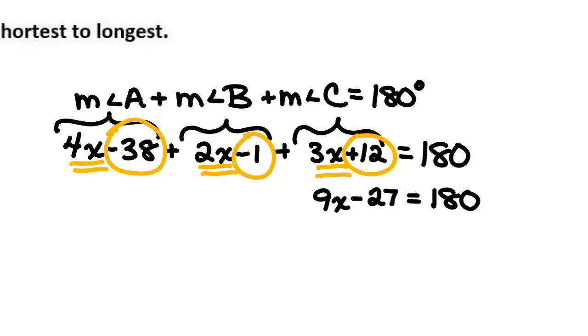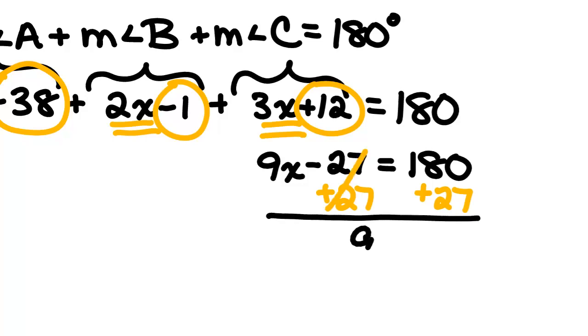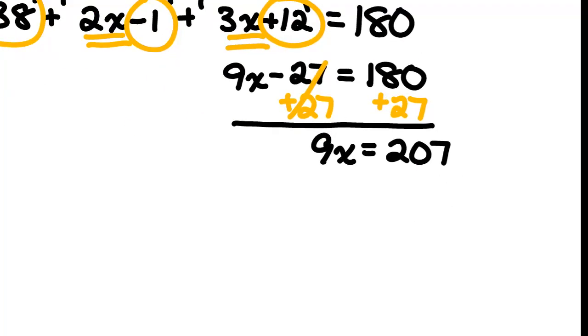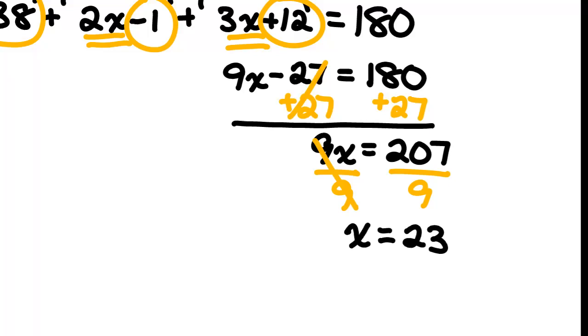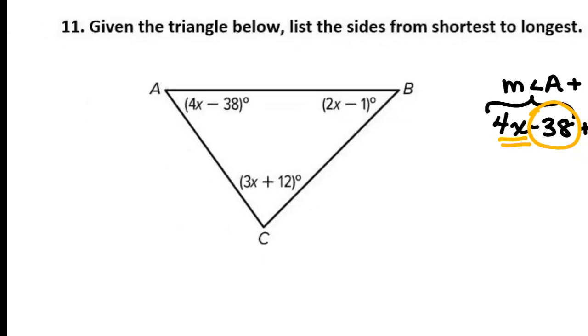is equal to 180. We're going to solve this for x, so I'm going to add 27 to both sides. So I get 9x is equal to 207. What is 207 divided by 9? 23. So x is 23. So now what do? Plug it in for all the x's so that I can figure out how big all the angles are.